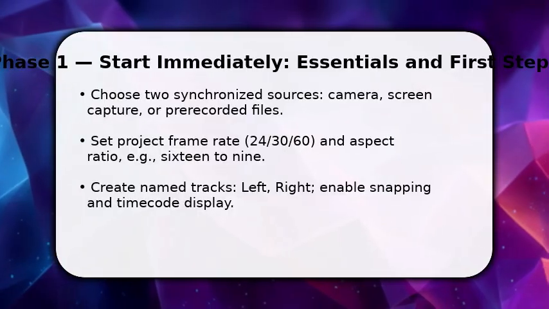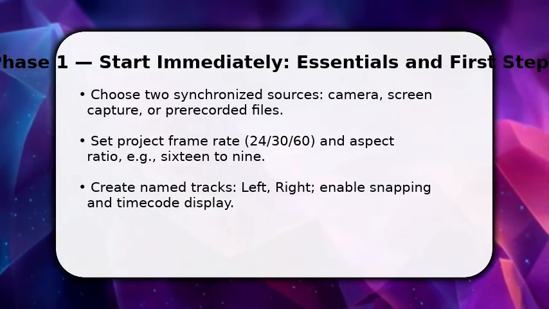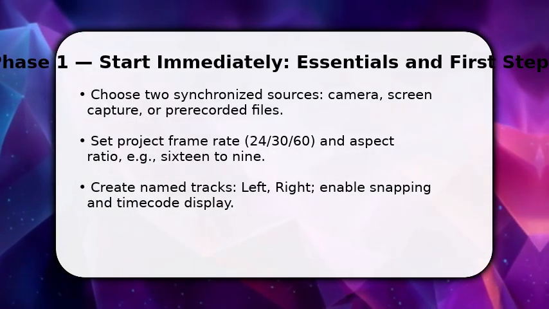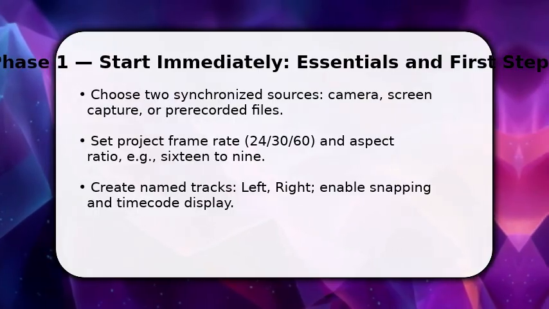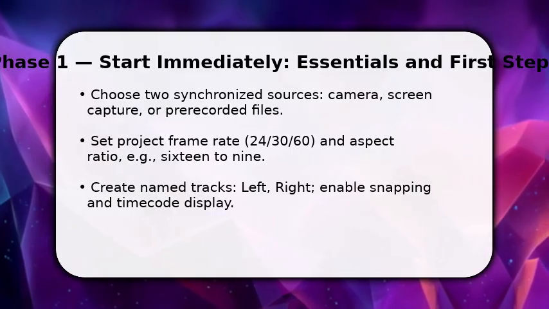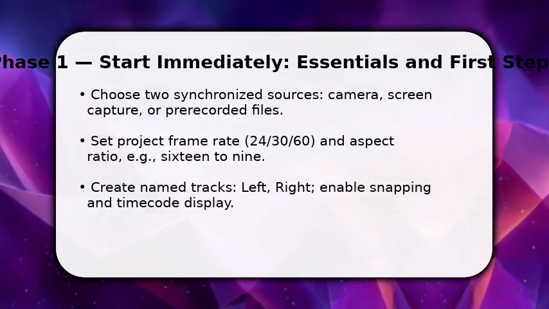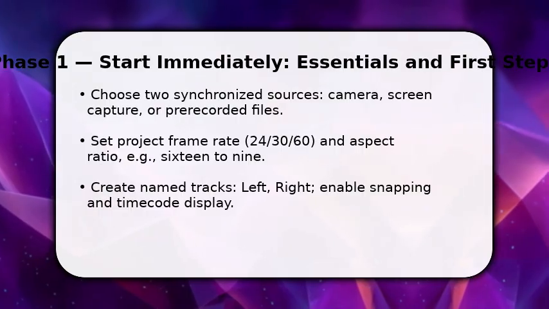You start by picking the two exact sources you'll combine, camera plus screen or two cameras. Sync matters. Once chosen, import both files into one project and set the frame rate and aspect ratio to match. Make two labeled tracks, left and right, and enable snapping and timecode so clips lock precisely. Then, trim leading silence and remove dead space.